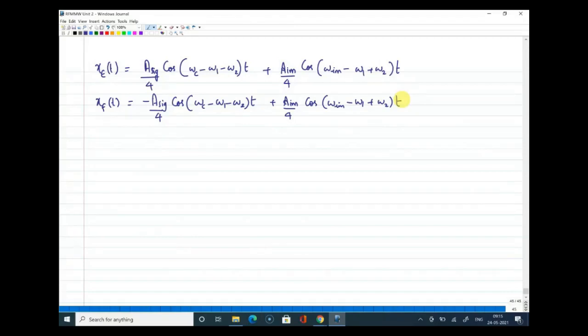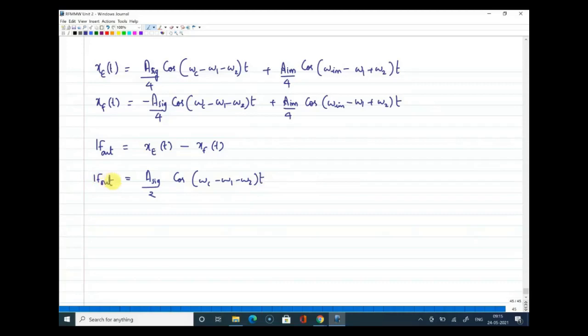Now, if you look at these two signals Xe of t and Xf of t, if I subtract these two, the signals will be added up. So you should do Xe of t minus Xf of t, such that you will get the IF output as A signal by 2 cos of omega c minus omega 1 minus omega 2 into t. The image component will be cancelled out here. So this is the IF out.